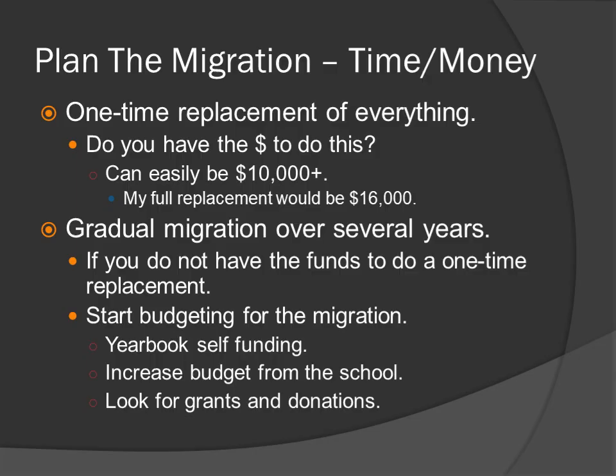Gradual migration over several years. If you do not have the funds to do a one-time replacement, this is your only option. Start budgeting for the migration. Yearbook self-funding, increase the budget from the schools, or look for grants and donations.